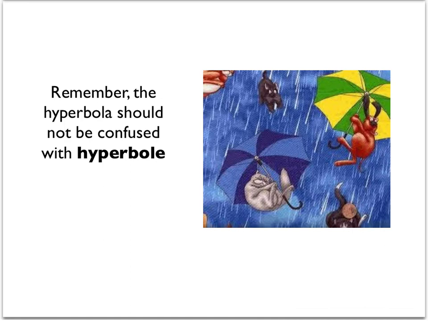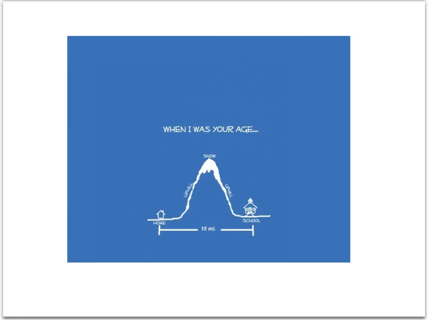Just to finish up here then, remember that hyperbolas should not be confused with that English word hyperbole. Here's our familiar phrase, raining cats and dogs, the literal sense of that. This is different than that, as you can see. Also different than my description of how I got to school, of course, when I was your guys' age, going uphill to school, both there and back. That's a diagram of the route that I took.